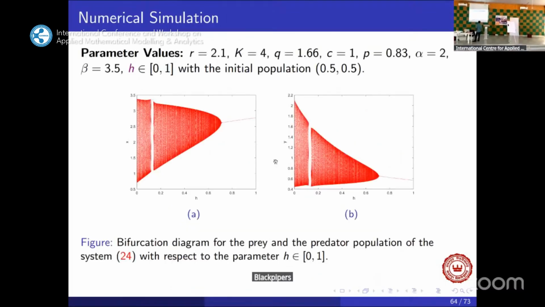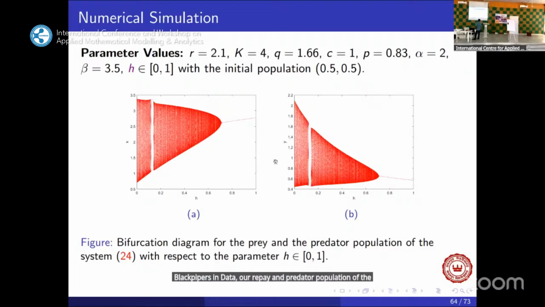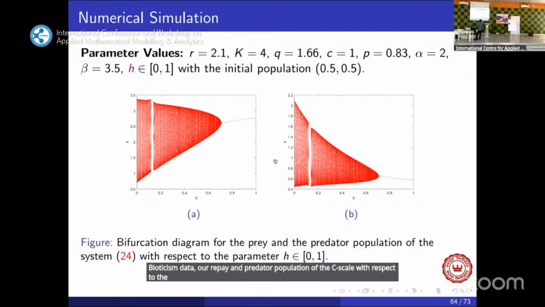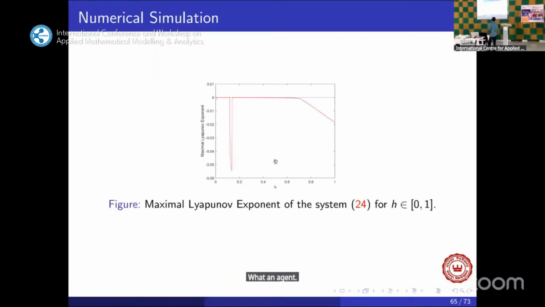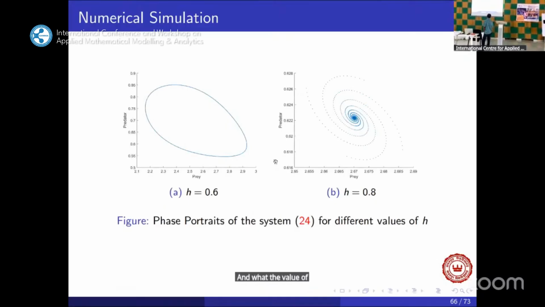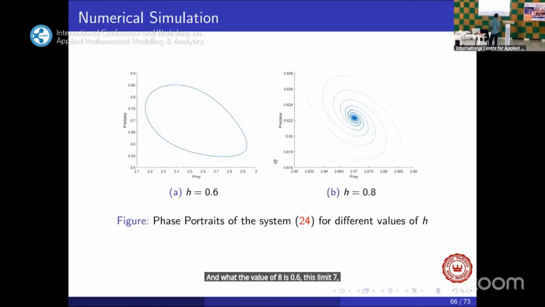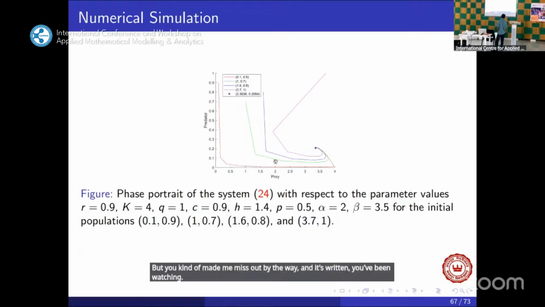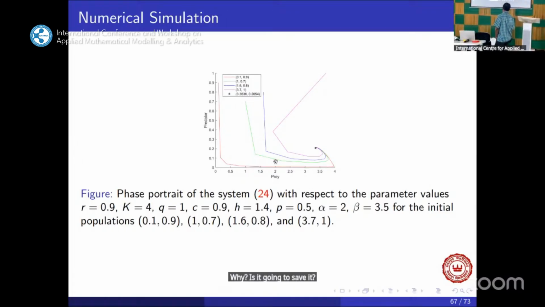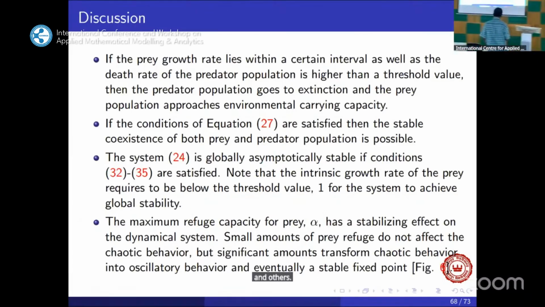Bifurcation diagram of the prey and predator population of the system with respect to the parameter H, and the maximum Lyapunov exponent for H. For the value of H equal to 0.6 it is a limit cycle. When it increases, the system is stable. This is the stability nature of the system for different initial points, where it is written 0.1, 0.9, 1, 0.7 and others. Now I go to the discussion part.